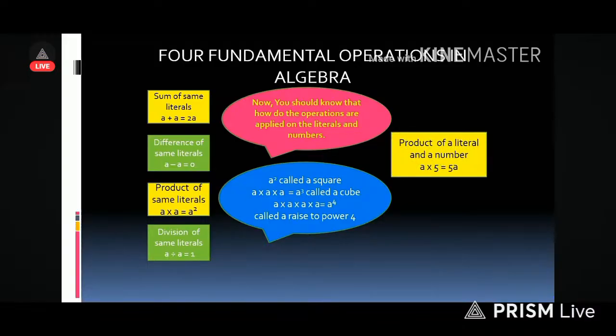Product of a literal and a number: a multiplied by 5 is equal to 5a, z into 7 is equal to 7z, 3 into y is equal to 3y. So notice here, whenever we multiply a literal and a number, in the answer the number is written first. Like a multiplied by 5 is equal to 5a, not a5. Okay, z into 7, 7z, not z7. Similarly, 3 into y is equal to 3y.